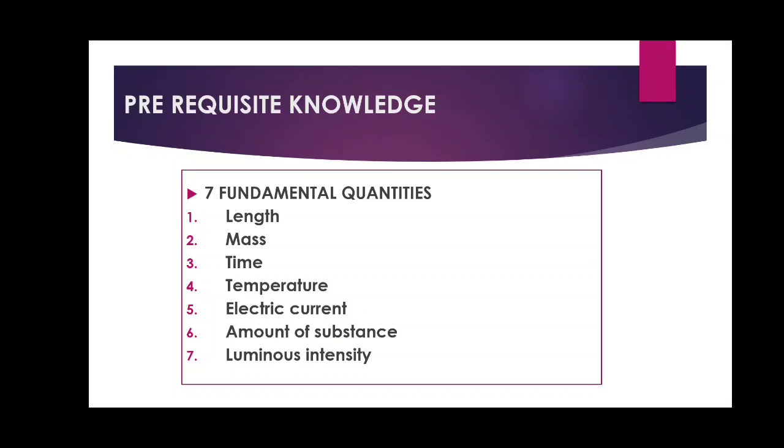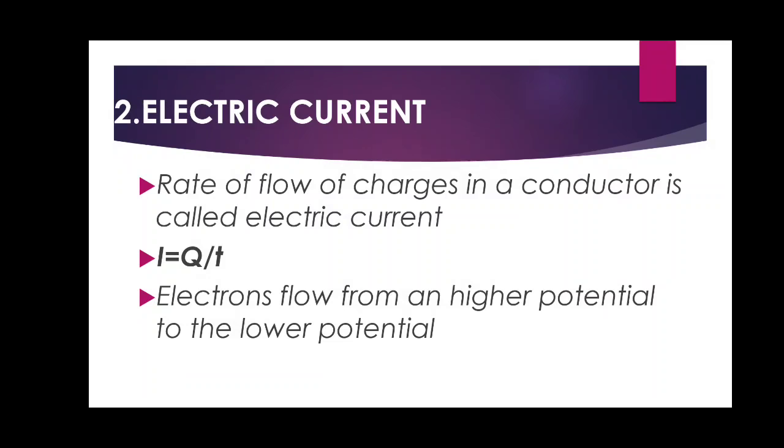current. Electric current is the rate of flow of charges in a conductor. Electric current is given by the formula I is equal to Q by t. Here I denotes the intensity of current flowing through a circuit. Q denotes the amount of charge flowing through the cross section of a conductor. Small t denotes the time for which the charges flow through the conductor. Its SI unit is ampere. And you also know that electrons always flow from a higher potential to a lower potential.